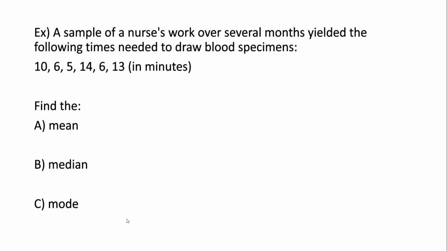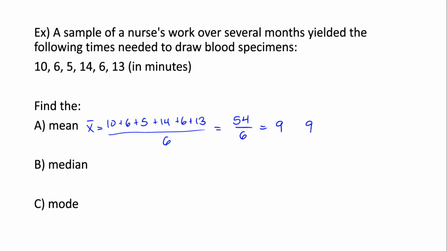Let's look at an example here. A sample of a nurse's work over several months yielded the following times needed to draw blood specimens: 10, 6, 5, 14, 6, 13 in minutes. We want to find the mean, the median, and the mode. So for our mean, we're going to add every value in our sample up and then divide by the number of values. So we have 1, 2, 3, 4, 5, 6. We end up with 54 over 6, which is equal to 9, or 9 minutes in the context of the problem.